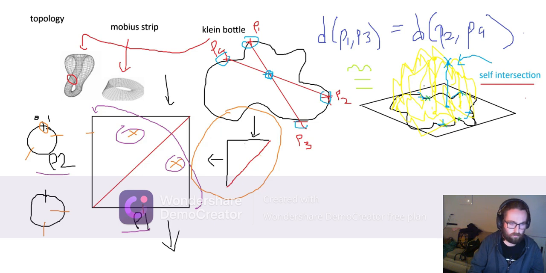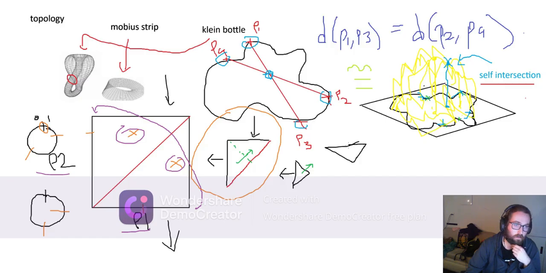And the reason is because I can't really take this side and bend it to make it point out this way. So let's add some more cuts. Let's make a cut here. And remember, I'm going to have to glue this back together again, so I'm going to put a green arrow here. Now what I'm left with is two triangles. One that looks like this, and the other that looks like this.